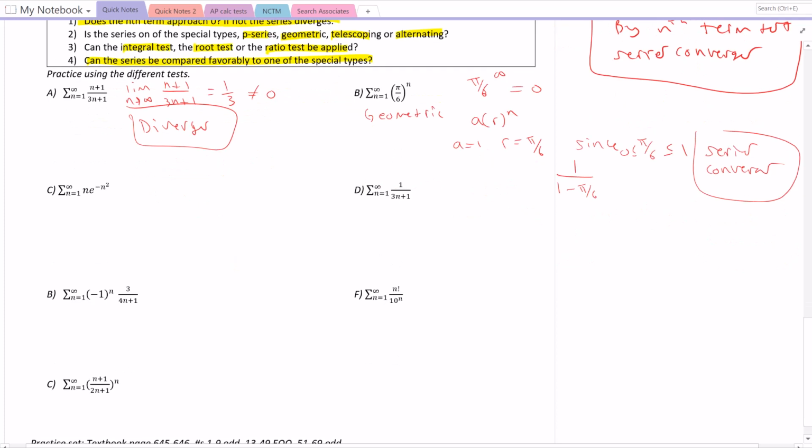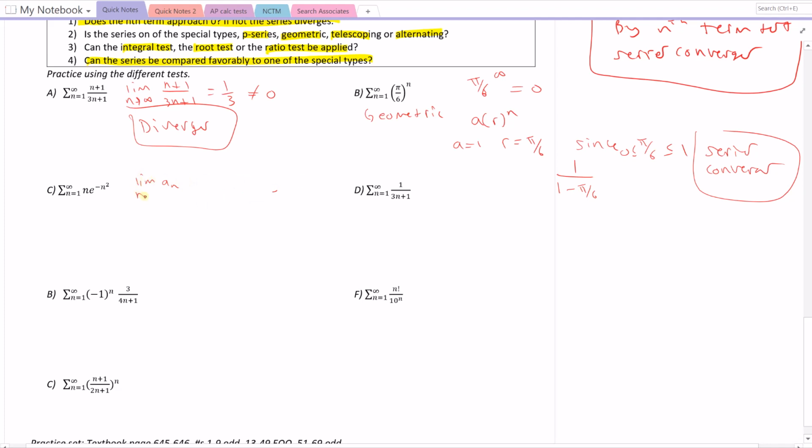Okay, next one is n over e to the negative n. Nth term test: this is going to be n over e to the n squared. This does go to 0 as n goes to infinity. Sorry, let me write that a little bit nicer.